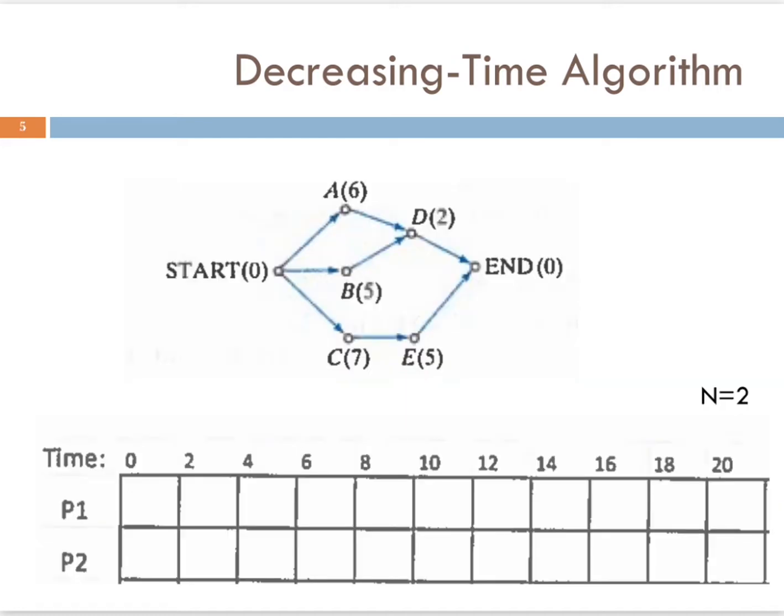All right, so now let's do an example ourselves. The first thing we need to do is look at our project digraph and create our decreasing time priority list. So where's the biggest number on our graph? Well, we have a 7, so C is going to be first. Then the next biggest number is A. Then we're going to have a B, and we have an E.